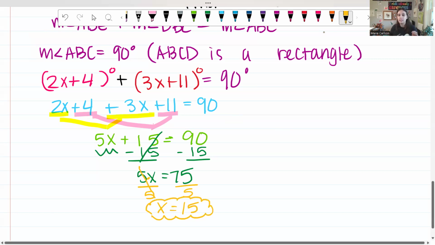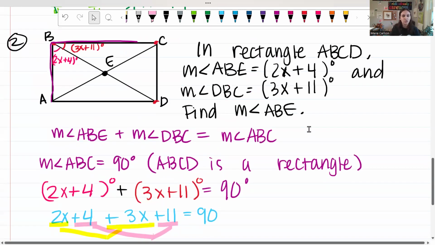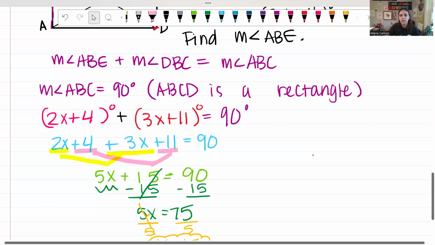Our goal is to find the measure of angle ABE. We need to find angle ABE, so that is 2x plus 4 degrees. So let's write that back up here. Measure of angle ABE is 2x plus 4 degrees.